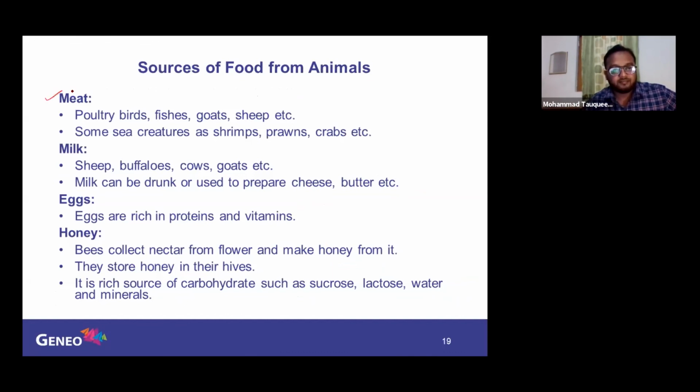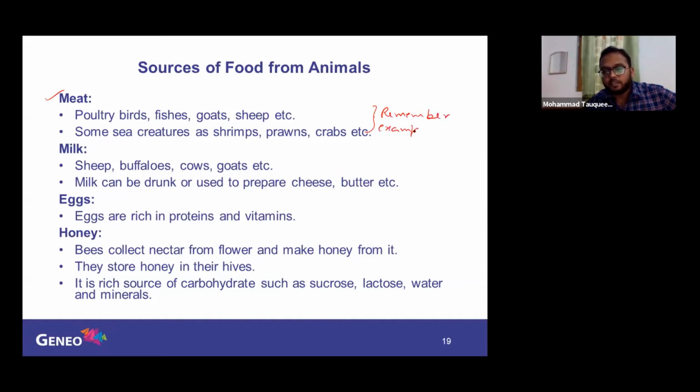Meat. We used to buy meat from poultry farms: poultry birds, fishes, goats, sheep, and some sea creatures such as shrimps, prawns, and crabs. These come under meat. So just remember the examples. Remember only examples.